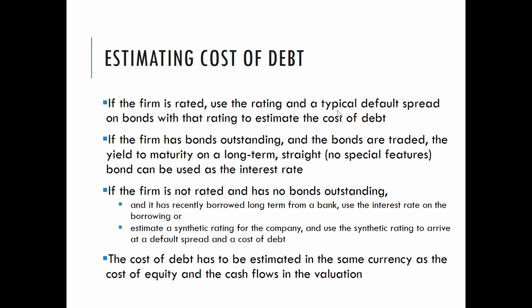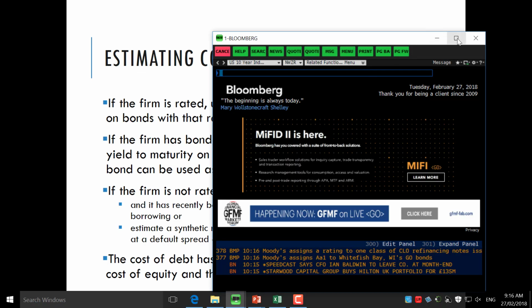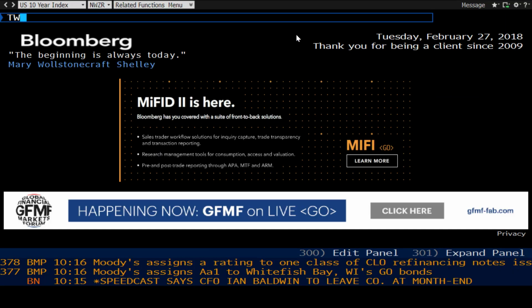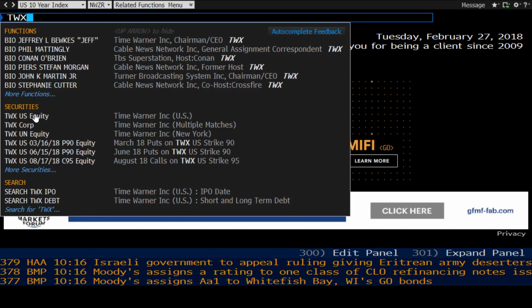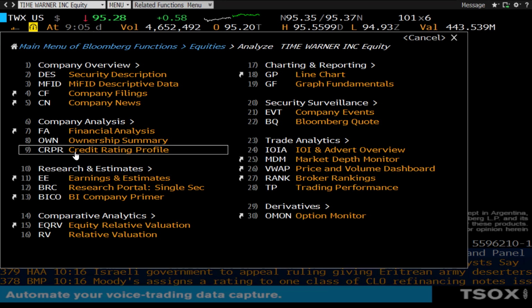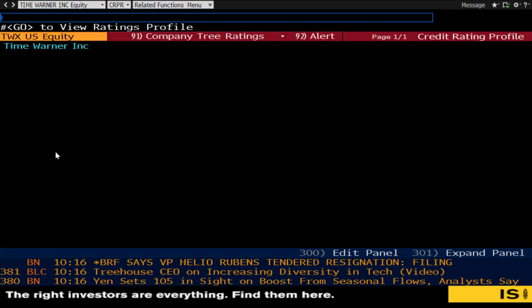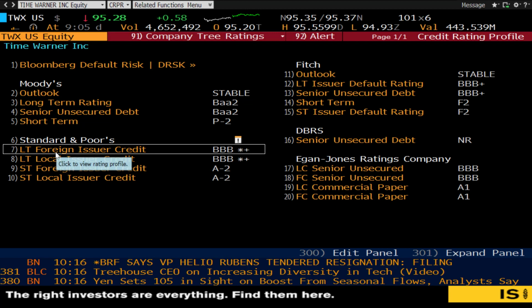So for example, if I go to Bloomberg and I type in Time Warner, so TWX US equity, select that firm, you have an option here saying credit rating profile, or the function is called CRPR. So if you click there, you'll get an overview of the credit rating for Time Warner.